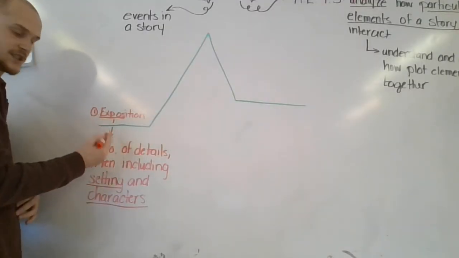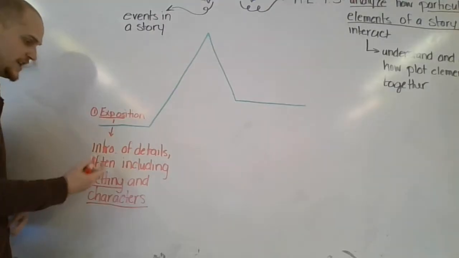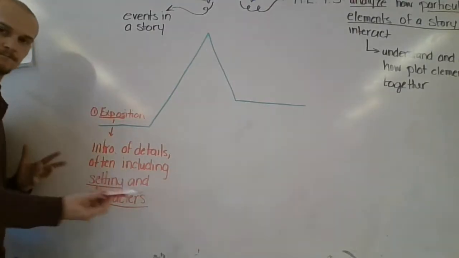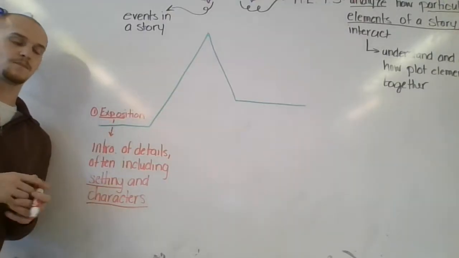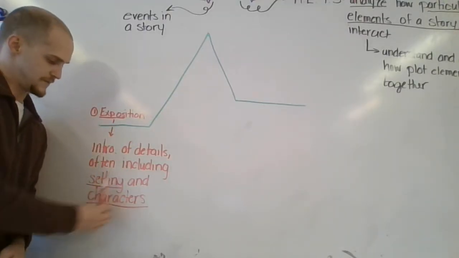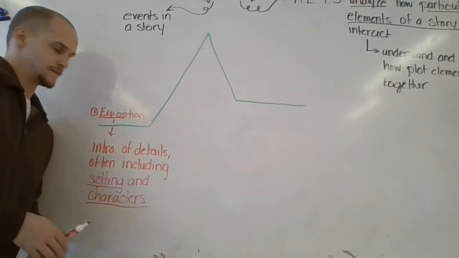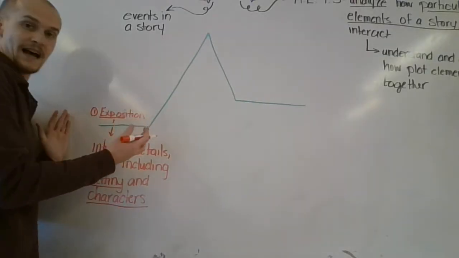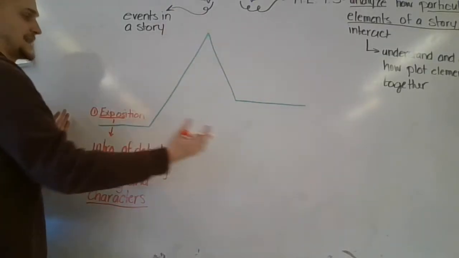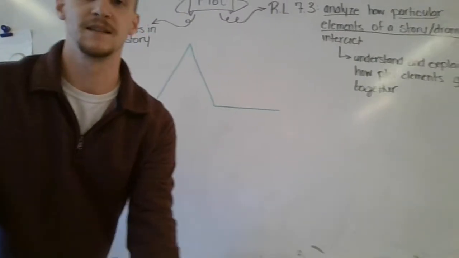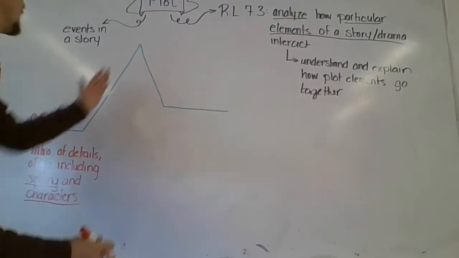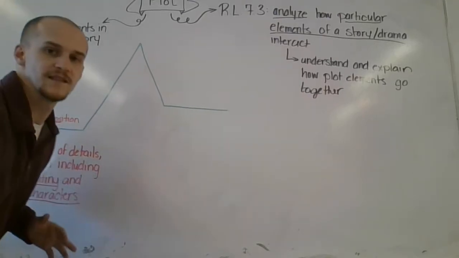So expose, exposition, exposing is introducing. Introducing of details. A lot of times in your exposition, you're going to get details introduced that are very key parts of the story. And oftentimes that includes your setting and your characters. So part one of our plot, within our plot diagram, is exposition. Now we're going to go on to part two, which is on this increase right here, this increasing plane.